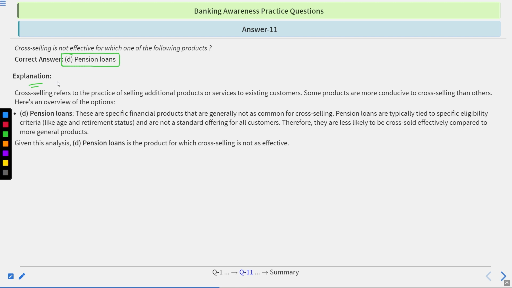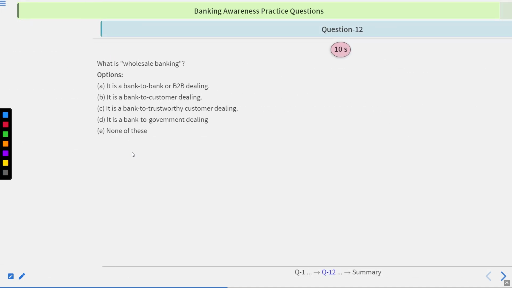Explanation. Cross-selling refers to the practice of selling additional products or services to existing customers. Some products are more conducive to cross-selling than others. If we talk about pension loans, these are specific financial products that are not as common for cross-selling. Pension loans, typically tied to specific eligibility criteria like age and retirement status, are not a standard offering for all customers. Therefore, they are less likely to be cross-sold effectively compared to more general products. Given the analysis, pension loans is a product for which cross-selling is not as effective.